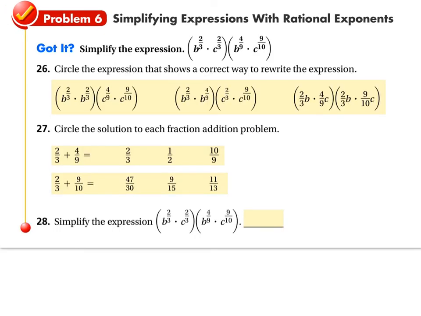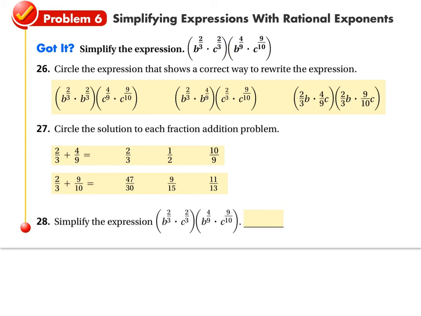This is the last slide we'll do together. After this is your check understanding. For 26, we're going to circle the expression that shows the correct way to rewrite this expression. The expression is up here. We have b to the 2/3, c to the 2/3, b to the 4/9, c to the 9/10.